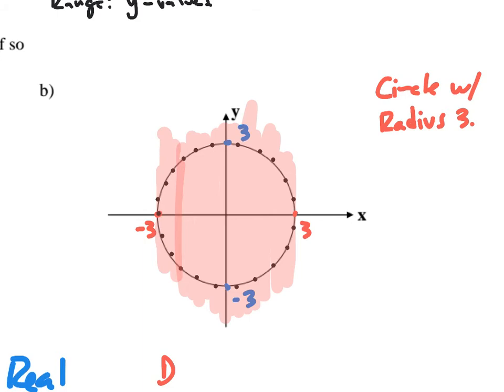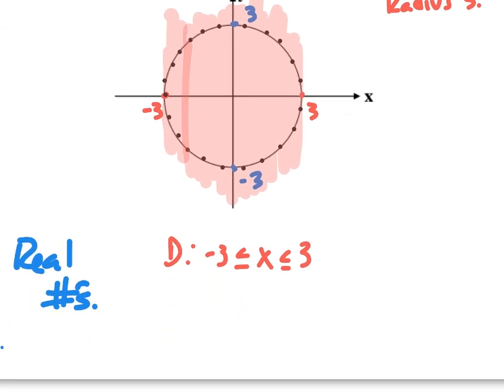Now let's talk about what the domain is. Going from left to right, what I would want to say in this case is that we start at -3, and we include -3, and that's going to go all the way to +3. If I wanted to say that in interval notation, we'll talk more about interval notation, I would use the brackets, and I would say from -3 to +3.